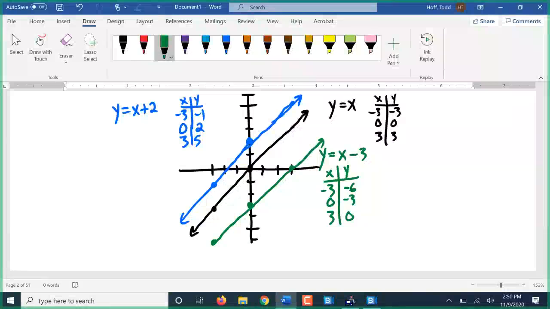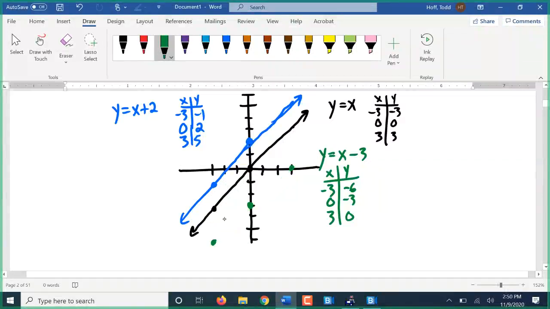So again, it stays at the same angle across the graph. It just moved from the origin, it moved down 3 spots. Makes sense. Well, let's look at our other things. We've added, we've subtracted. Let's talk about multiplying.